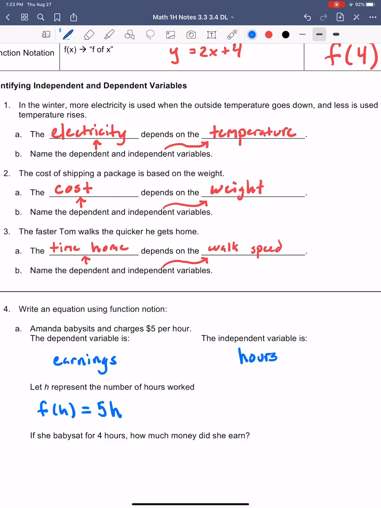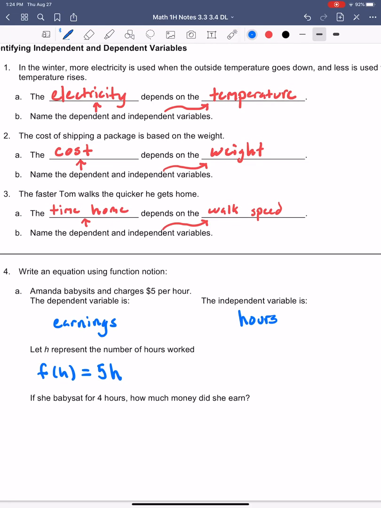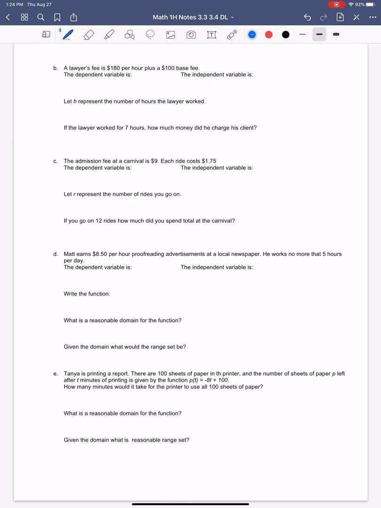It says if she babysat for 4 hours, how much money did she earn? So this is looking for f of 4. All that means is that we're going to plug in 4 for H. This is just notation. It doesn't mean anything mathematically. We don't need to do any multiplication or anything like that. It's just telling you plug in 4 for your independent variable, in this case, H. So we're going to do 5 times 4, which is going to give me $20. All right, we'll move to the next one here.